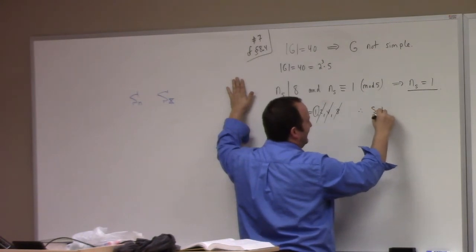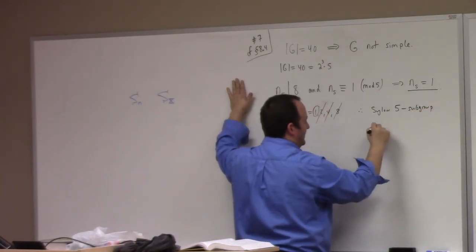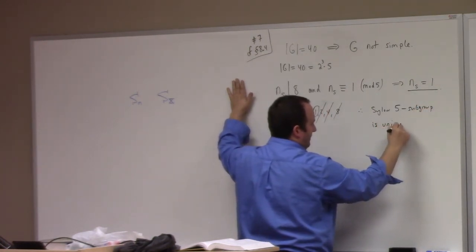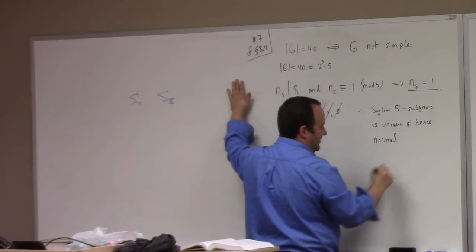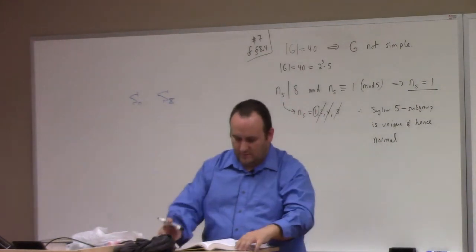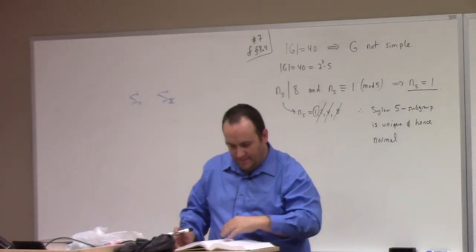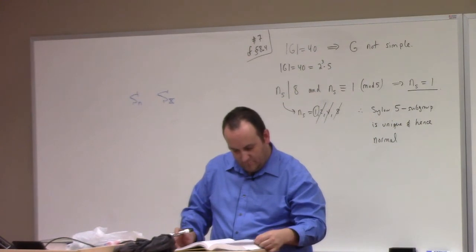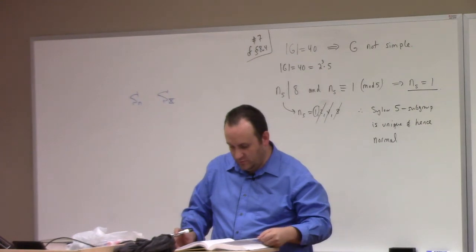So therefore, the Sylow 5 subgroup is unique and hence normal by the theorems in this section, right? I mean, I could be more precise. That's a theorem. Come on, where'd you go? Is that not a theorem?